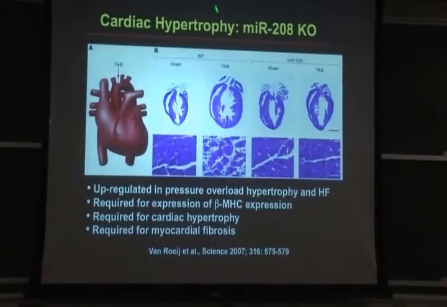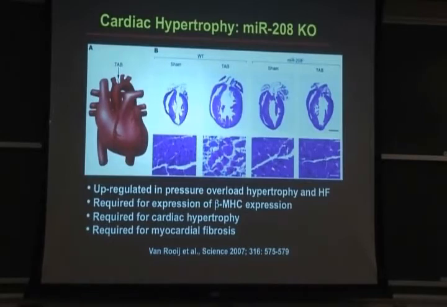They identified miR-208 as a molecule that came up during pressure overload hypertrophy, and it was required for one of the fetal gene expressions. When the heart gets stressed, alpha myosin heavy chain protein goes down, beta myosin heavy chain protein goes up, and that's thought to lead to a slower contraction. And what they found was that, at least in cell models, miR-208 was responsible for beta myosin heavy chain expression, which is required for cardiac hypertrophy and fibrosis.